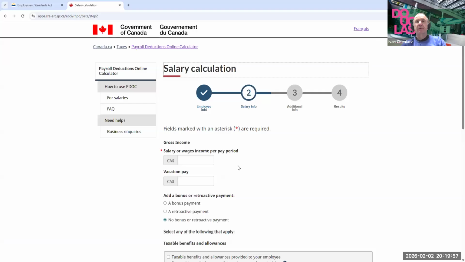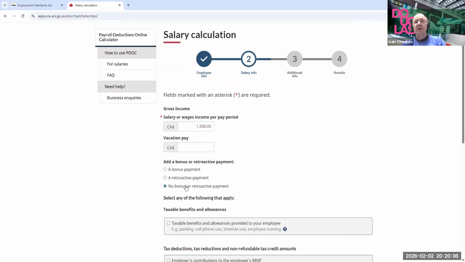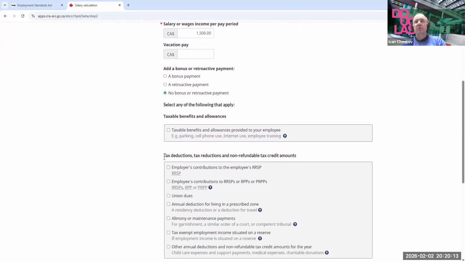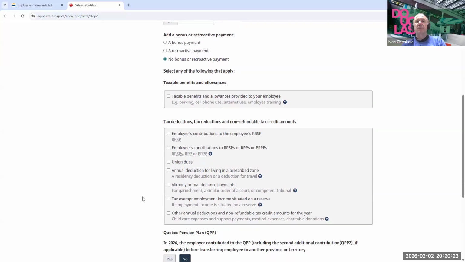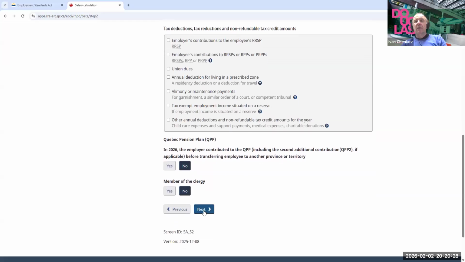And let's keep going. We're going to go to the next page and let's put the wage that we have as example, $1,500. There's no bonus payments, no vacation pay, nothing. We're going to keep it simple. No taxable benefits allowances, no deduction for those, nothing. We're not going to deduct from the employee RSP or pension plan or union dues or annual deductions, anything like that, nothing. And we're going to click next.